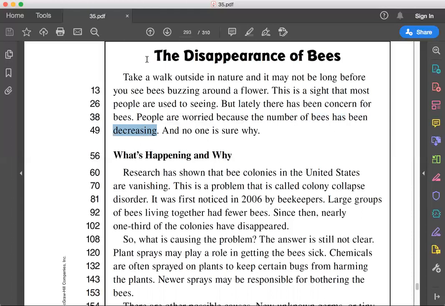This makes sense because look at the title, The Disappearance of Bees. If there is a disappearance, that means you do not see anything anymore. So I see the root word appear, that means to be there, like in front of you, like you can see it. Disappearance means not appear, something that you do not see. So it seems like bees are something that you're not seeing as much of.